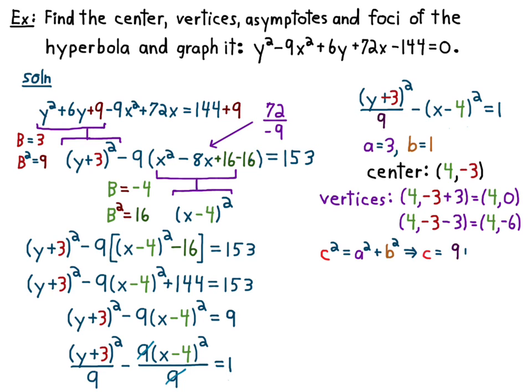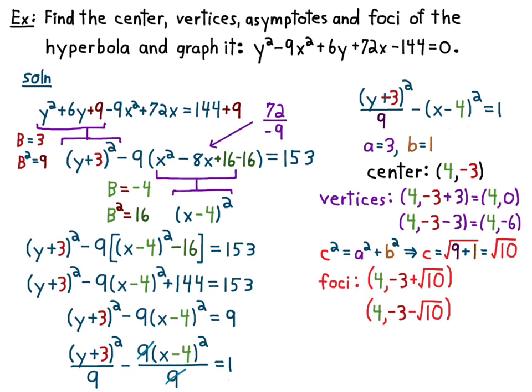c squared equals a squared plus b squared. So for hyperbolas, it looks like the Pythagorean theorem. So c equals, what's the positive one? The positive square root. So c equals the square root of 10. So for the foci, you have to add and subtract the square root of 10 from the second coordinate.